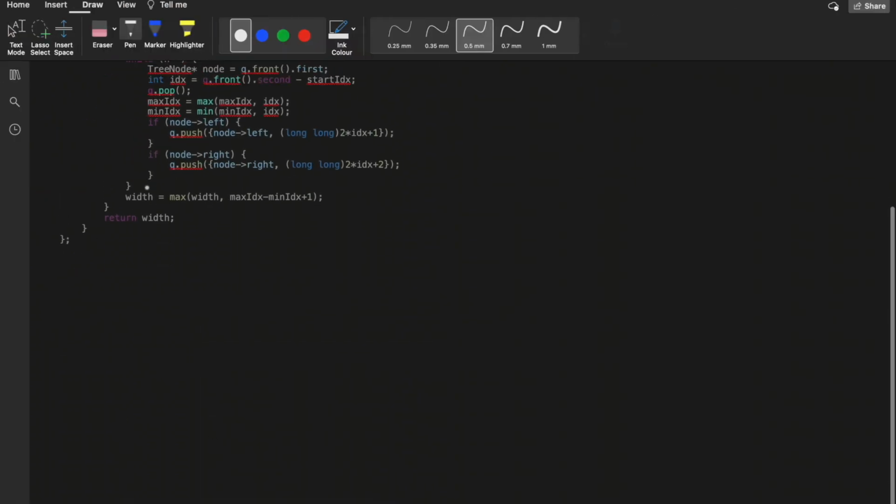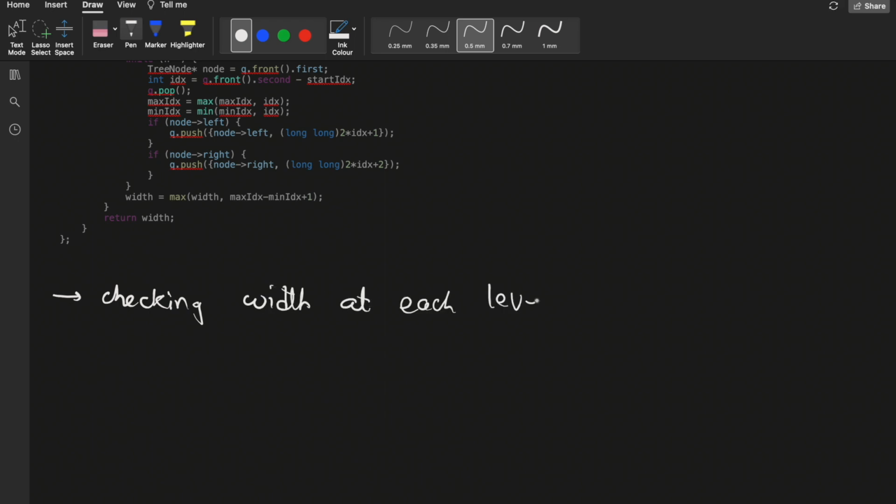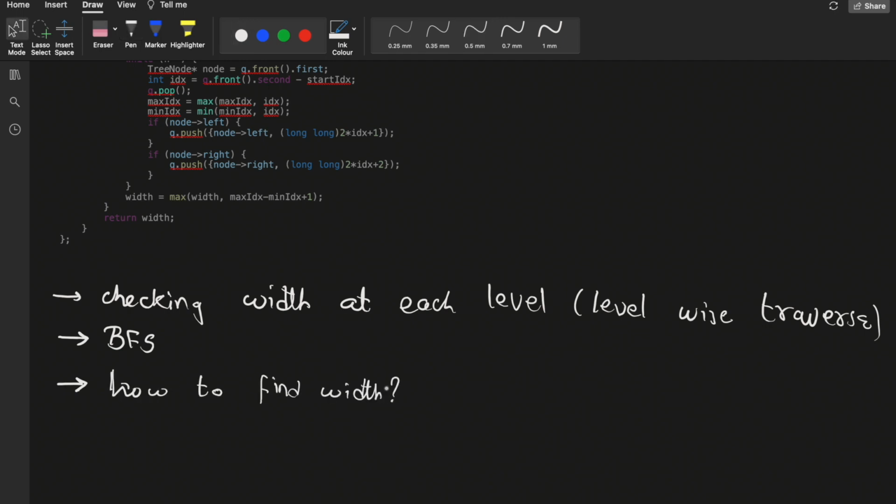So guys, till now what we are doing is we are checking the width at each level. Since we are checking the width level wise, we require level wise traversal, and that's why here what we can do is breadth first search, right? Breadth first search is nothing but a level wise traversal. Now another thing that we need to figure out is how can we find the width at each level? How to find the width? We need to figure this out, right?